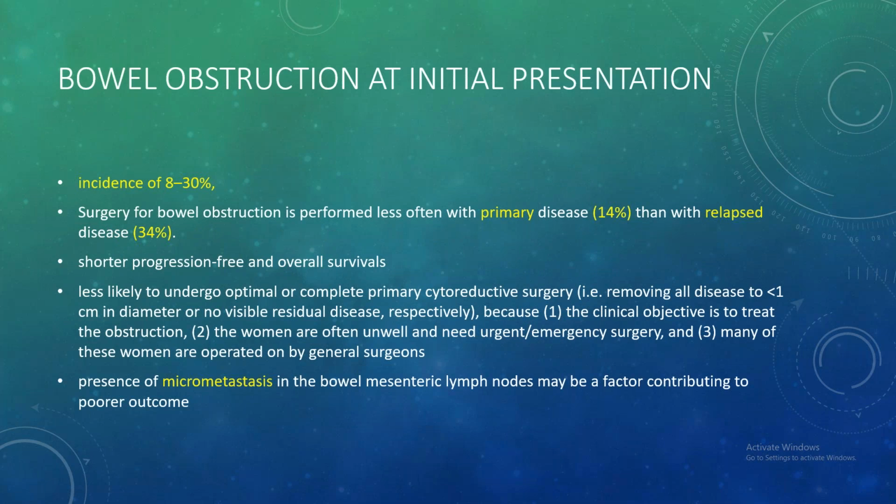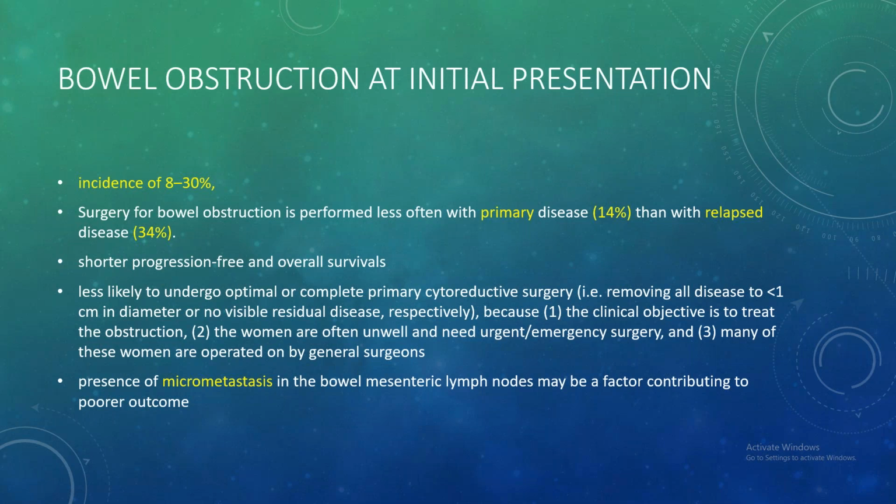Sometimes this bowel obstruction can present as an initial presentation of gynecological malignancies. The incidence of such initial presentation is around 8 to 30%. Another thing they have observed is that surgery for bowel obstruction is performed less often with primary disease. That is, in only 14% of cases it is performed with primary disease, while in recurrent disease the surgery incidence is around 34%. And they have pointed out that if the woman develops bowel obstruction as an initial presentation, then there is a shorter progression-free survival and also less overall survival.